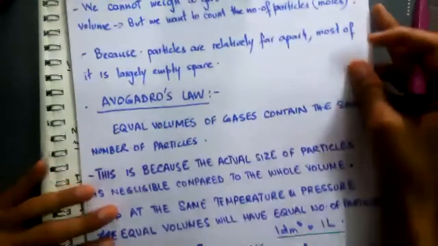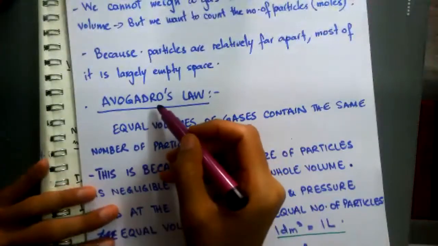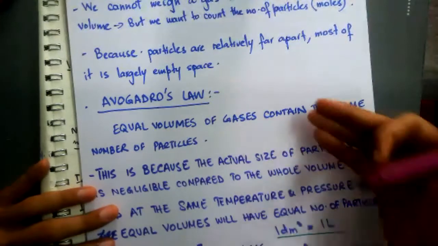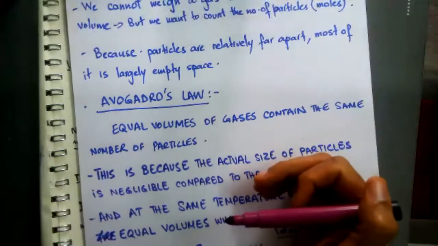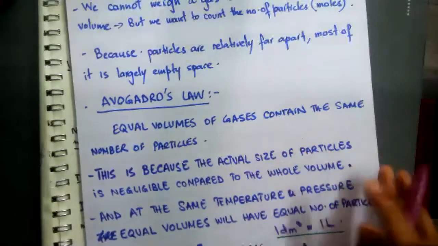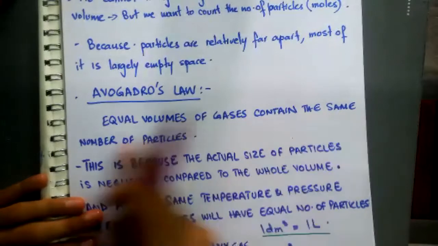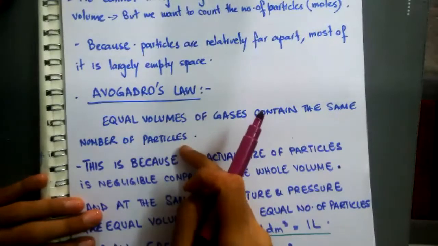So Avogadro, I think he was an Italian scientist, came up with this law, and of course this was a result of his experiments, that equal volumes of gases contain the same number of particles.